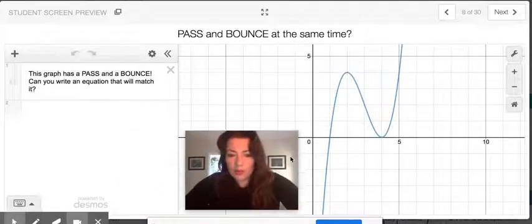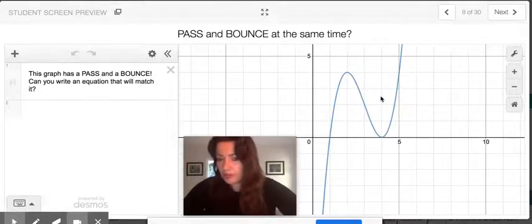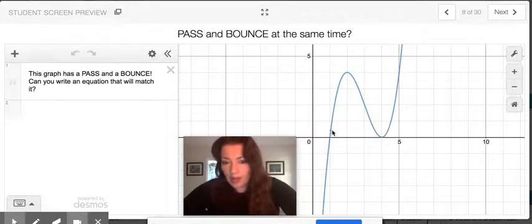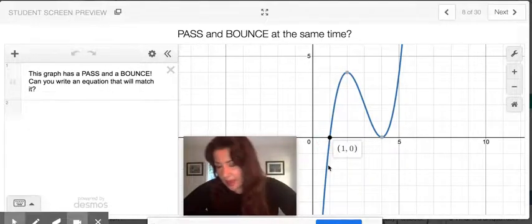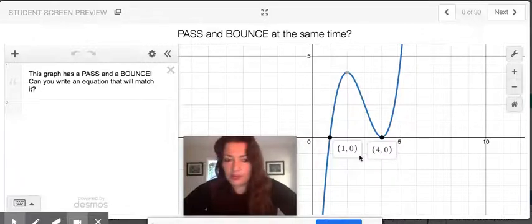All right, so what we have here is a snake-like graph. So if you recall from last semester, a snake-like graph was a cubic function that we learned. So let's see where the graph here crosses the x-axis, and it does cross through, so we call that a pass at the point 1 comma 0, and then there is a bounce at 4 comma 0.